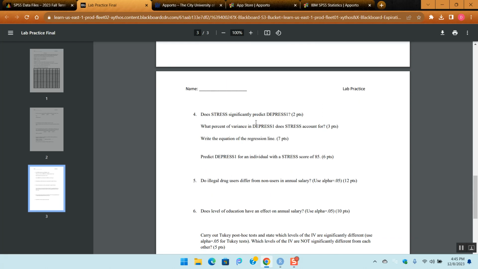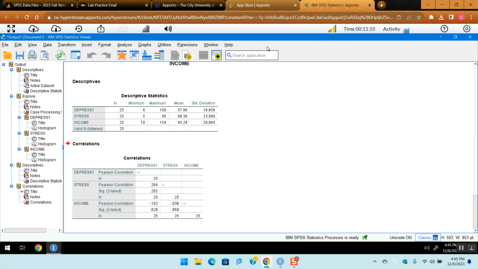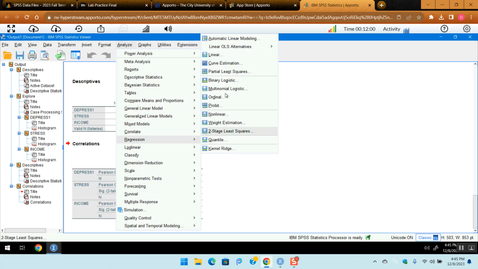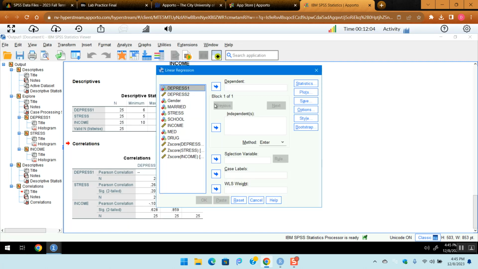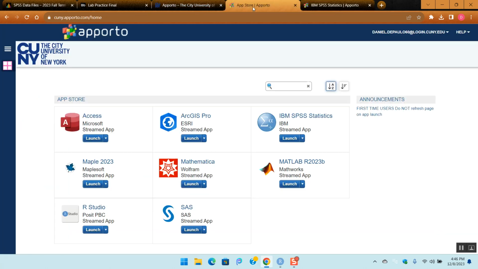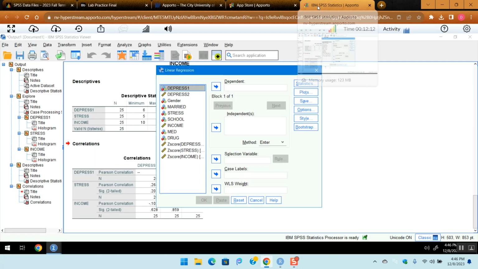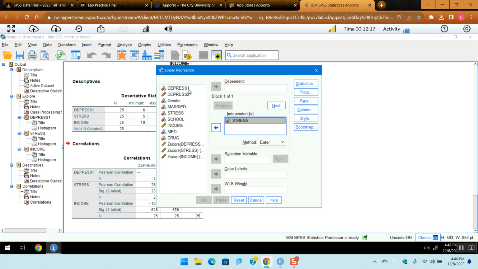Question 4, does stress predict depression? Let's do the regression. Analyze, regression. Does stress predict depression, right? Is that the question? I forgot. The stress to predict depression 1. So stress is independent, depression 1 is dependent.